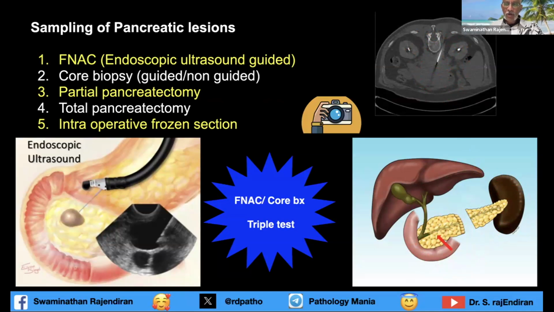Or they may send tumor or samples from the pancreas for intraoperative frozen section. So these are all the 5 possible specimens from the pancreas we will be getting. And for FNAC and core biopsy, we have to have clinical, pathological, and radiological correlation.